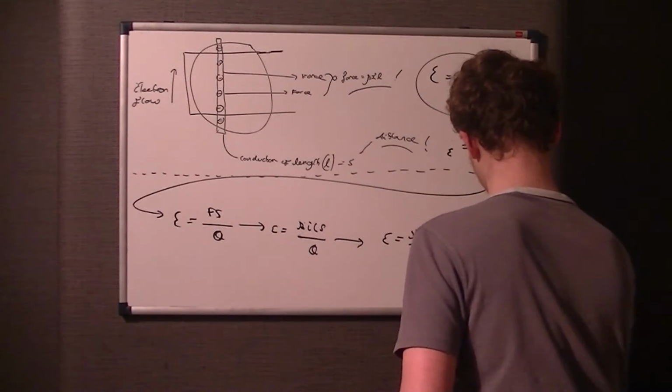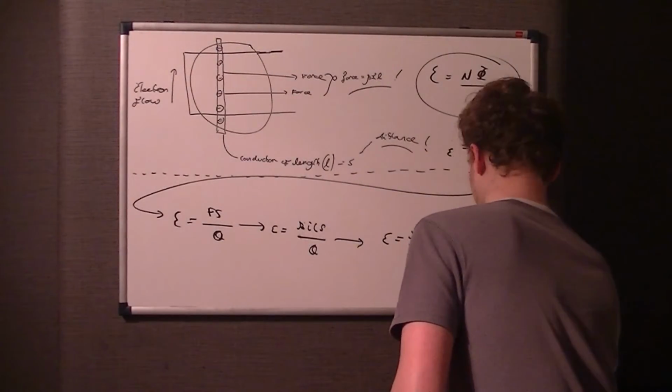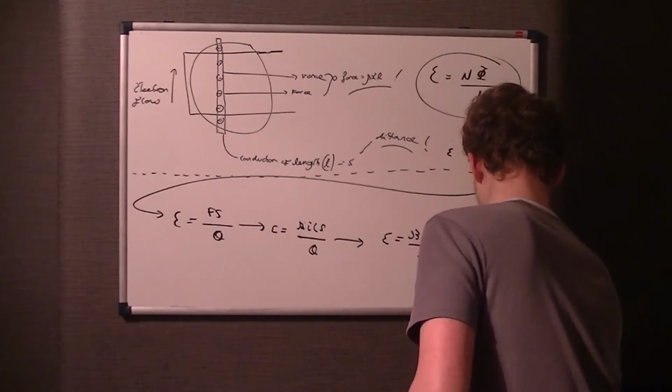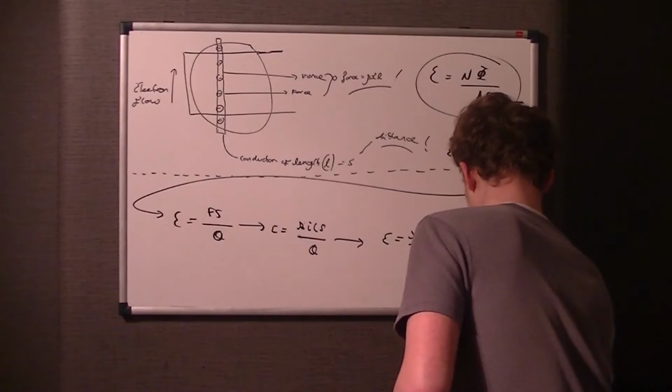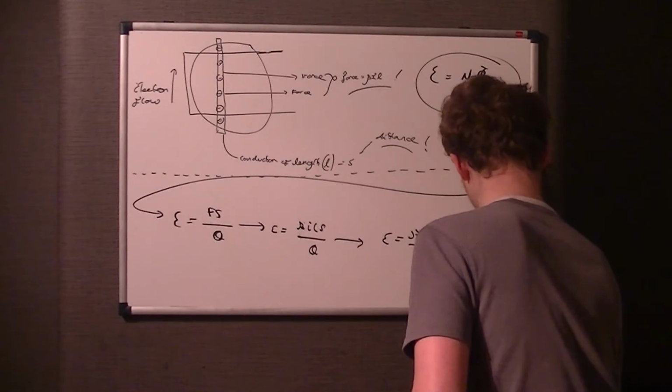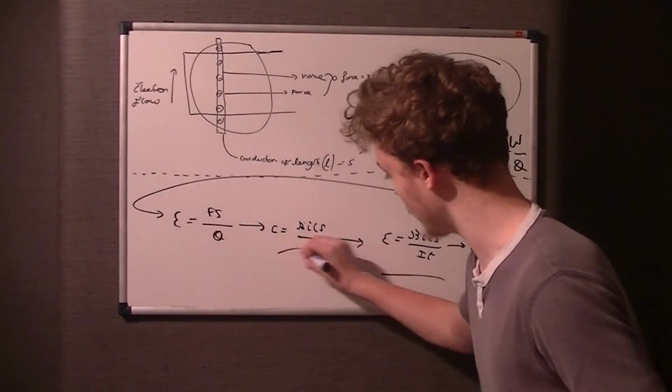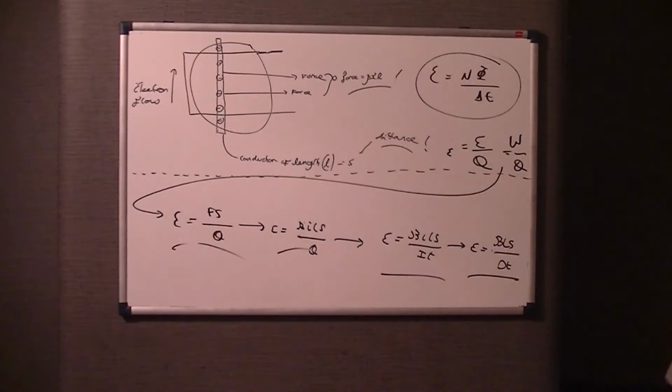Sorry, let me just rewrite that again because that wasn't very good. BLS over delta T. Okay, so these are all different equations that you could use for the EMF. So you can see there's quite a big variance there.